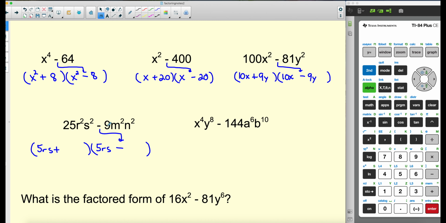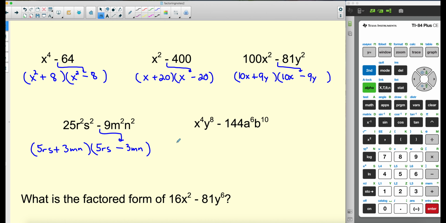Now you factor this. Square root of 9 is 3. Square root of m squared is m. And the square root of n squared is n. 3mn here as well. And that's it, guys. There's no more to do.